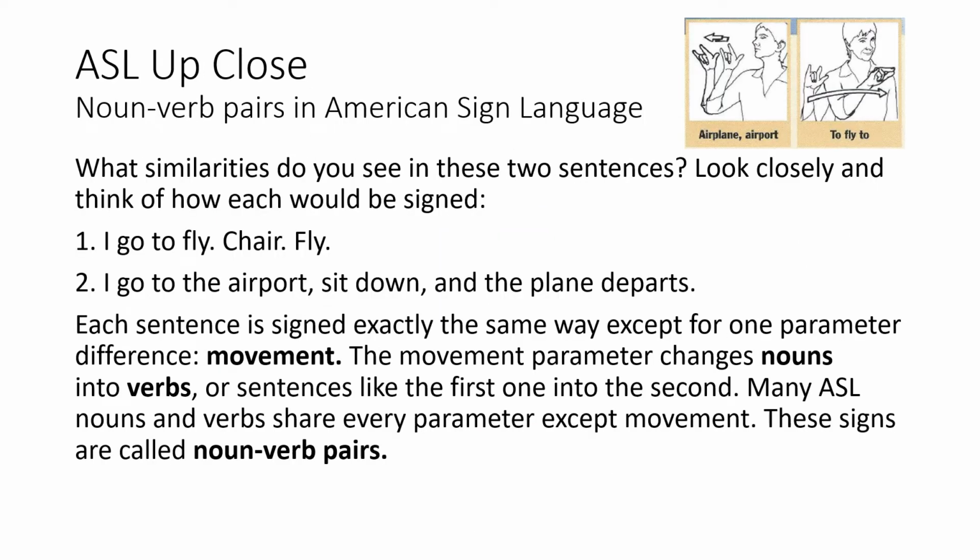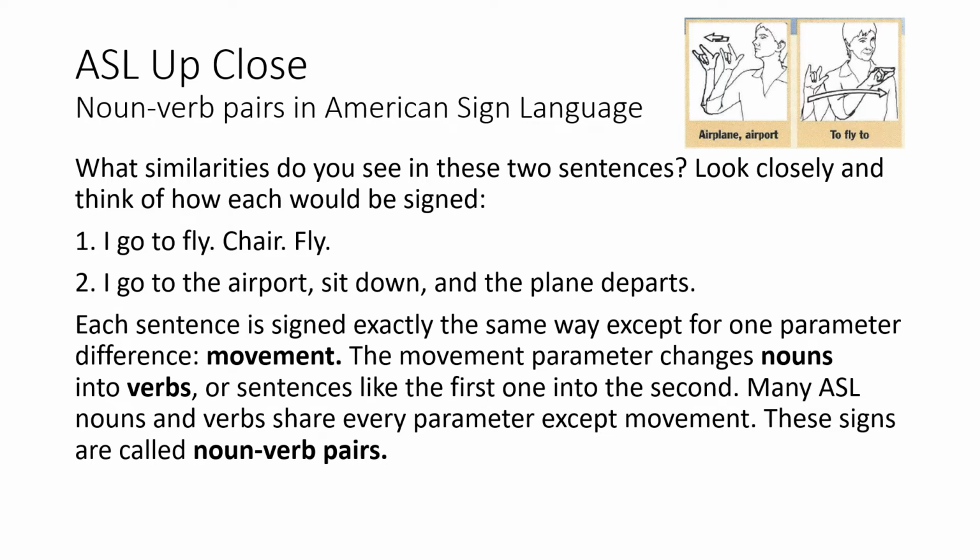ASL up close, noun verb pairs in American Sign Language. The top right corner shows two pictures of the sign airplane or airport, and then on the right, the picture is to fly to. The difference between these two signs is the movement. What similarities do you see in these two sentences? Look closely and think of how each would be signed. I go to fly, chair, fly, or number 2, I go to the airport, sit down, and the plane departs.